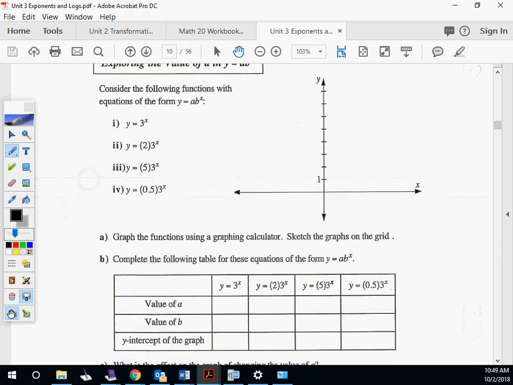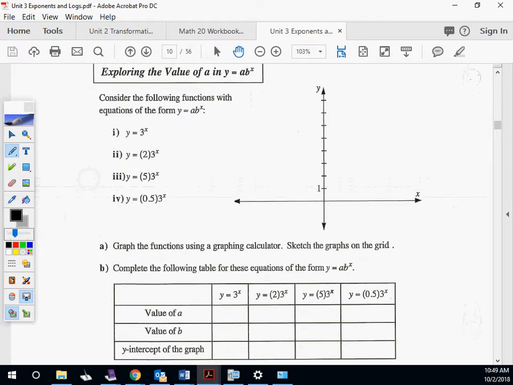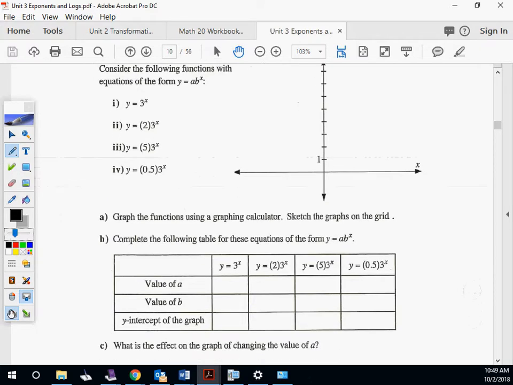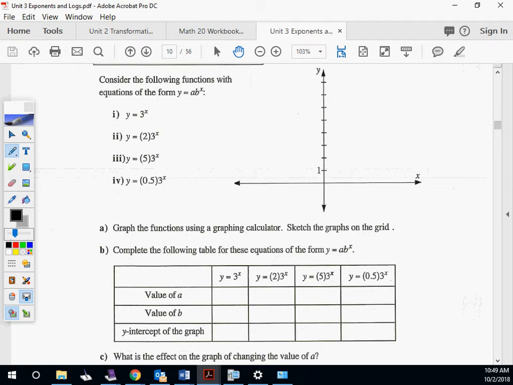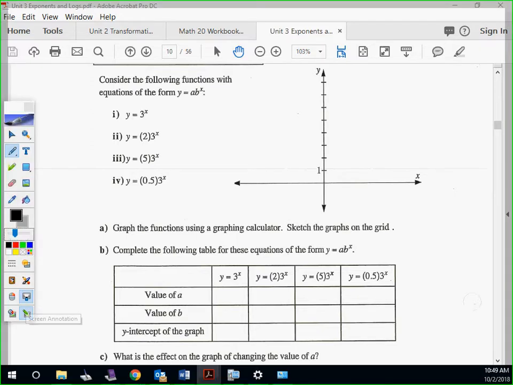We good? All right, exploring the value of a in a times b to the x. So just looking now at what's happening in front. Okay, so how that changes. It's going to change essentially the starting point. So you're going to see this ends up being your y-intercept. Okay, again, I kind of spoiled it, but let's look at it here. So we know that 3 to the x goes through 1. We've already done this one. We already know it goes here, and it does this. That's your 3 to the x.